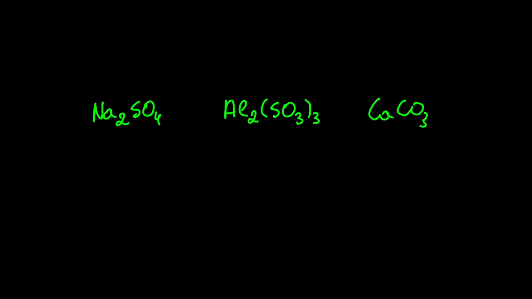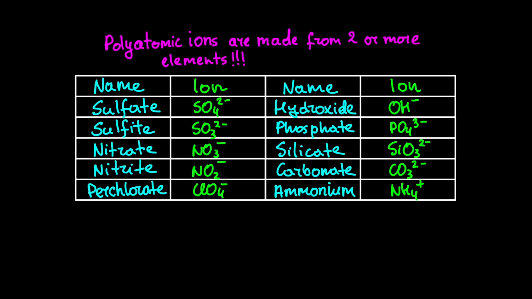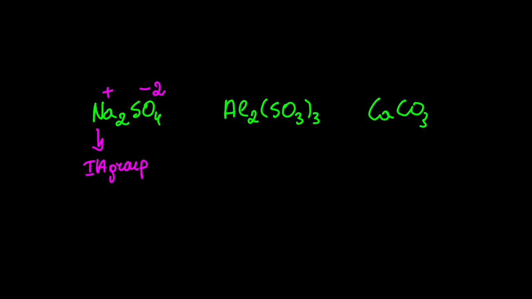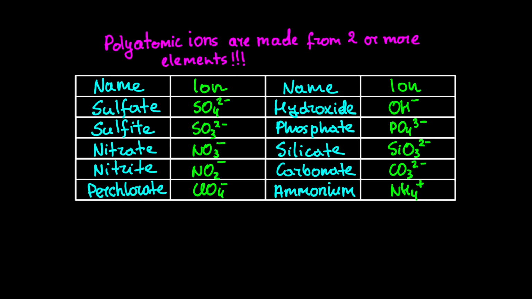The first is Na2SO4. Sodium is in the first A group, so its oxidation state is +1. And from the table, we can see that the sulfate ion oxidation state is -2. Next is Al2(SO3)3. Al is in the third A group, so we can write +3. And in the table, we can see that SO3 is always -2.